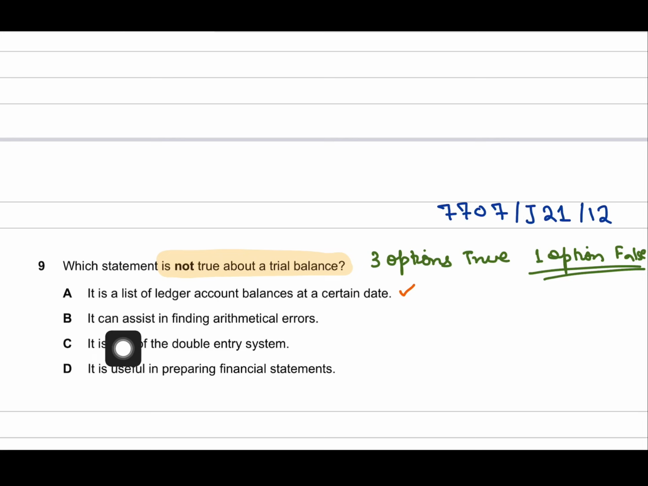Option B says it can assist in finding arithmetical errors. Yes, this is also true. Why? Because if the trial balance did not balance, this means that there are some problems in the T accounts, so it can locate errors, so it can assist in that.